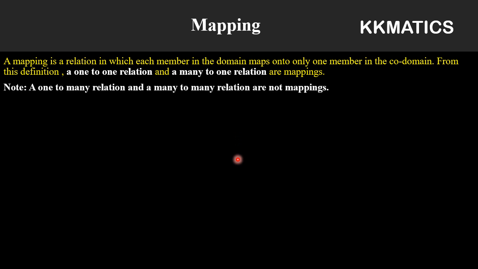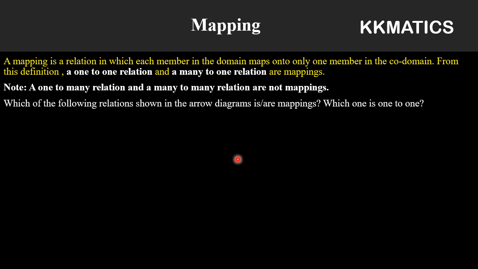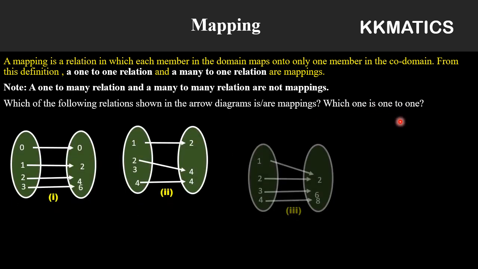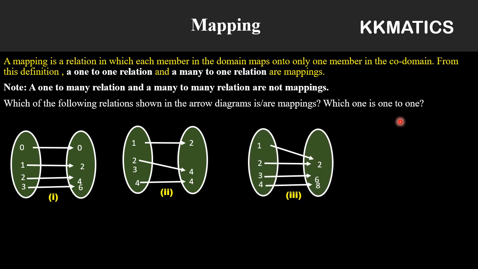Now let's test our understanding of this concept, mapping. Which of the following relations shown in the arrow diagram is or are mappings? And then the next question is, which one is one-to-one? These are the diagrams that we're given. Now looking at these diagrams, which one is or are mappings?